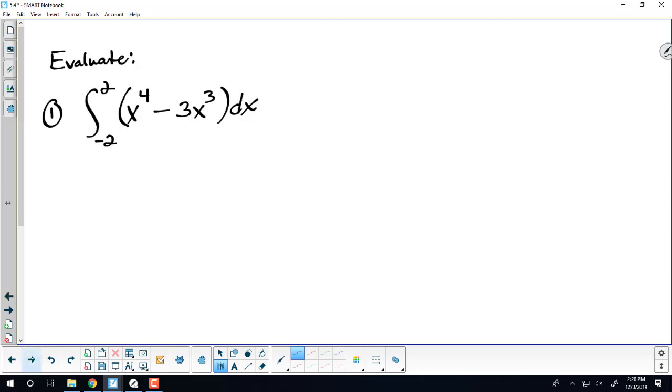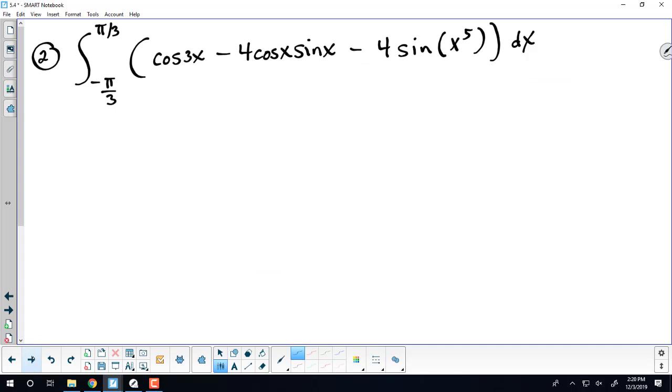We're going to skip that one and do this one. Example 2. The integral from negative pi over 3 to pi over 3. That's usually the indicator right there as to when these are used. If you're going from a negative value to the same positive value, that's when it's worthwhile to check for functions that are even and odd.